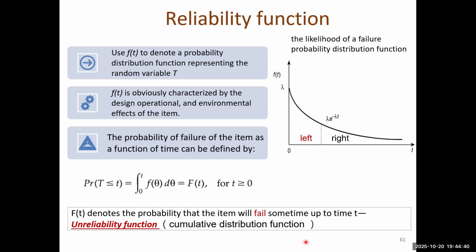Cumulative distribution function. So we have the probability distribution function, and by integrating the probability distribution function, we can get the cumulative distribution function. So it will give the area under this curve. And that is our unreliability function.